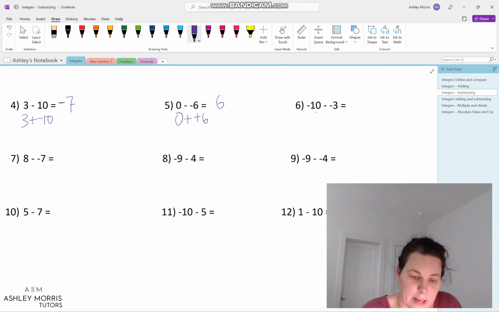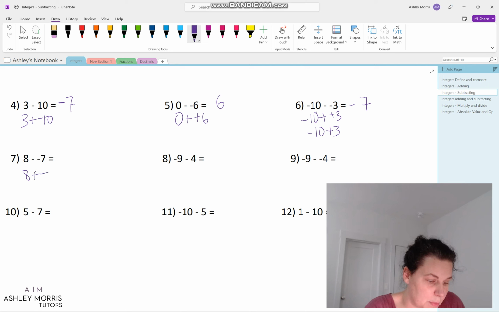Number 6, negative 10 stays the same. Minus becomes plus. The 3 changes sign. So it was a negative 3, now it's a positive 3. So if you don't like having two signs, you can rewrite that too. Different signs, we subtract and keep the sign of the negative because the 10 was bigger, so it stays negative.